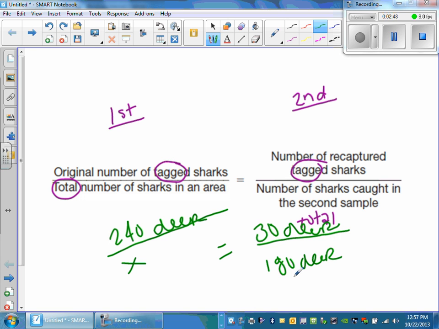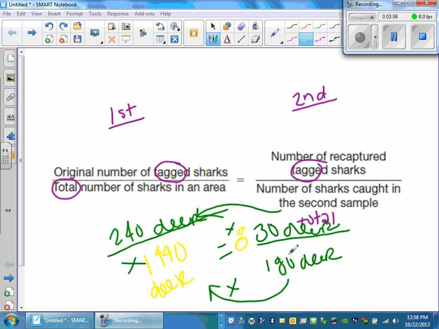So you need to go through and solve. How do you work from 180 to X and 30 to 240? If we're getting bigger, we need to multiply. You go ahead and solve, and then when you're ready, press play. You should have found that if you multiply 30 by 8, you get 240, and if you multiply 180 times 8, you should get 1,440 total deer living in that area.